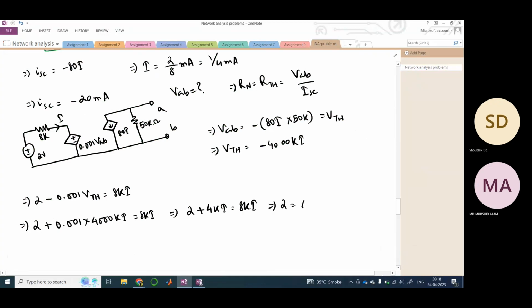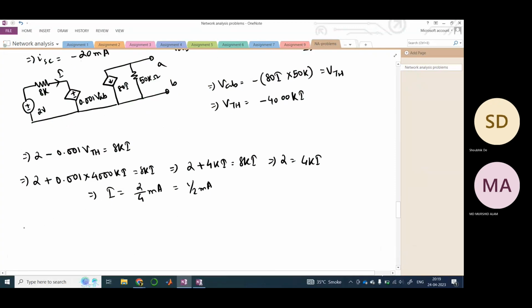Right. So this would be what? 4K I1. So I1, sorry, I. So this would be what? 2 by 4 milliampere. This would be 1 by 2. So therefore, now you can directly find out VTH. So VTH would be 4000 into K. I can also write it as 1 by 2K ampere, right? Because milli is on the numerator. So this would be 2K, and this would be this thing.